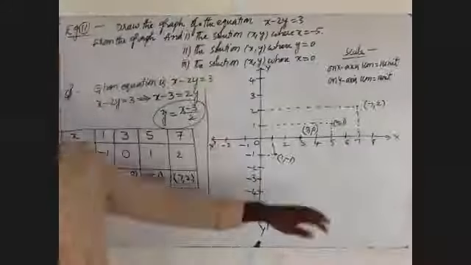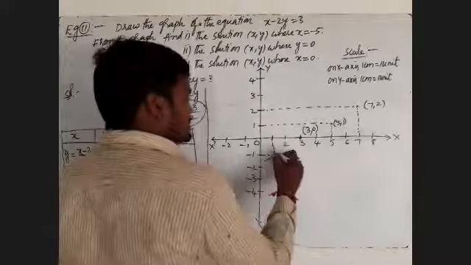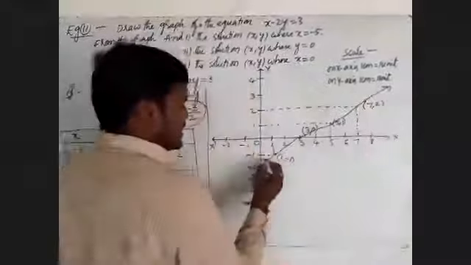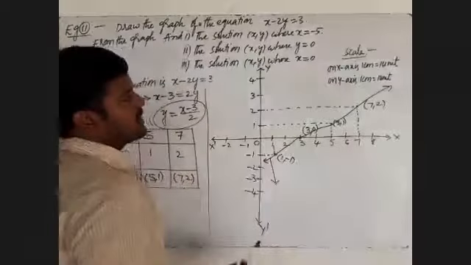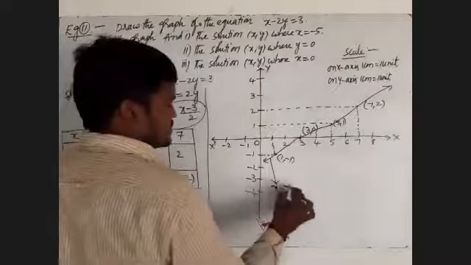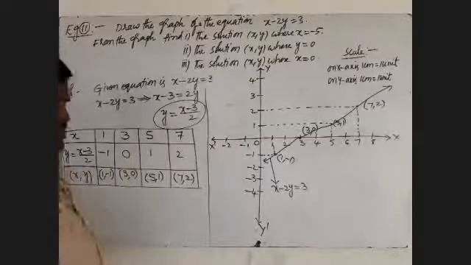Join all the points in the given graph. The given graph is a straight line. What is the name of the given graph here? Here the given graph is x minus 2y is equal to 3.